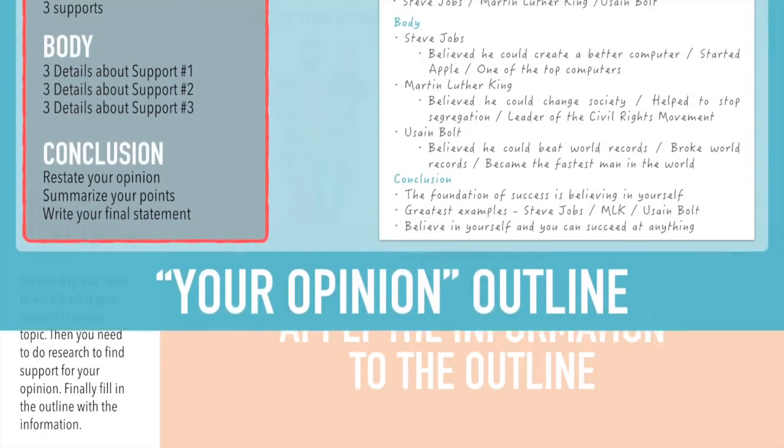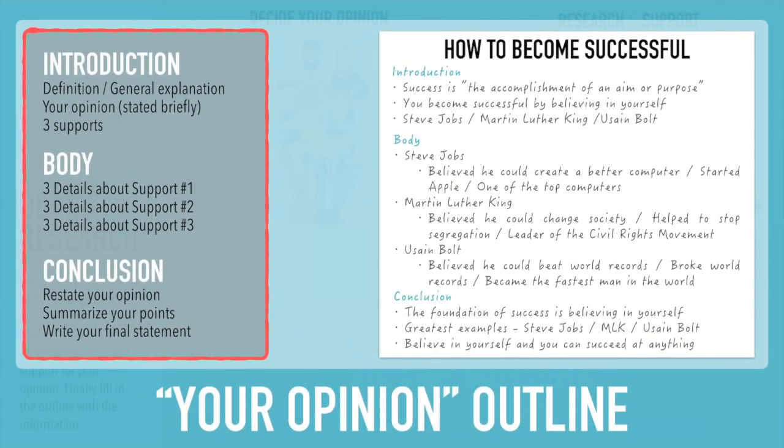So let's look at the outline for the your opinion style. Now, on the left, right here, this is the important outline for the first essay writing style. All right, so we have 3 sections. The first section is introduction. Second section is the body. And the third section is your conclusion.